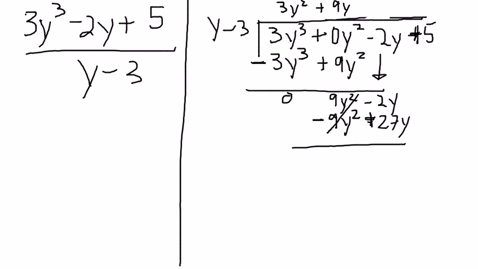So this cancels out. And what's positive 27y minus 2y, or negative 2y plus 27y? It becomes 25y. Now what you're going to do, you're going to bring the 5 down now. y times what equals 25y? y times 5 equals 25y. So we have, oh, sorry, I meant 25. y times 25 equals 25y. So 25 times y is 25y.